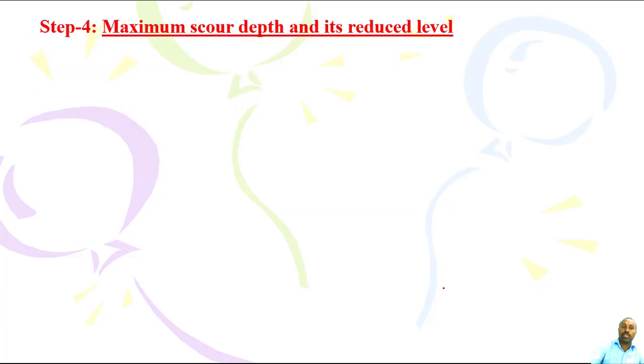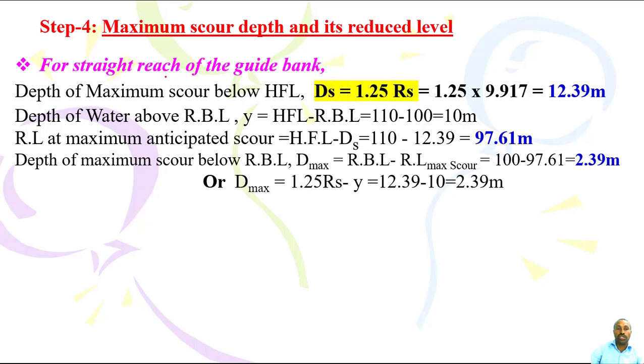These are coefficients. So maximum scour depth calculation and its reduced level, step 4, will be for straight reach of guide bank, you simply multiply by this coefficient, 1.25 times R_S, you get 12.39 meter. And depth of water above river bed level, again HFL minus river bed level. So already HFL we have 110 minus river bed level, it is 10 meter. So reduced level at maximum anticipated scour will be HFL minus scour depth, which is D_S. Then depth of maximum scour already you have here. If you subtract, you get this elevation. So we will use this one for surveying purpose.